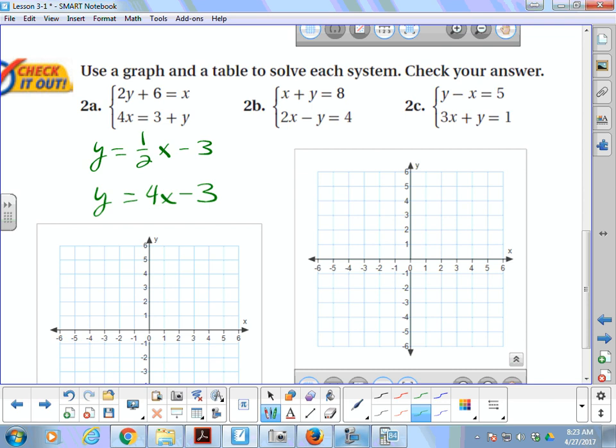You've got Desmos, all right? With Desmos, I could type in, like in B where it's got x plus y equals 8, 2x minus y equals 4, I could just type those in just like they are, and Desmos is going to give me the answer. So that actually works well too.